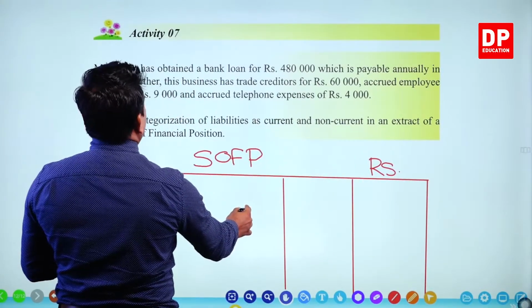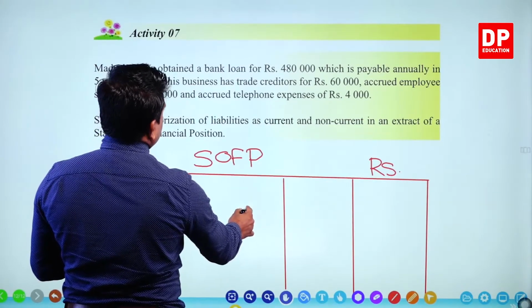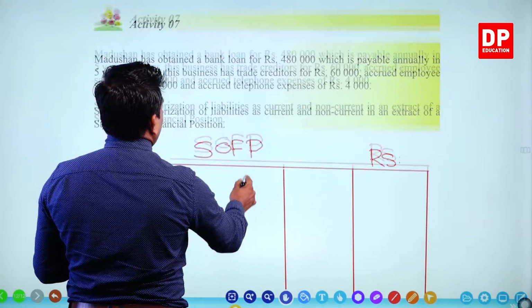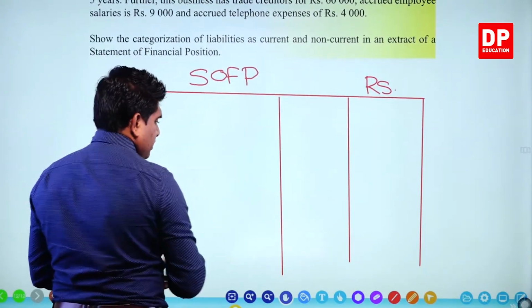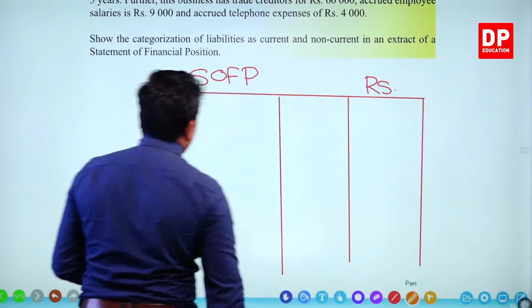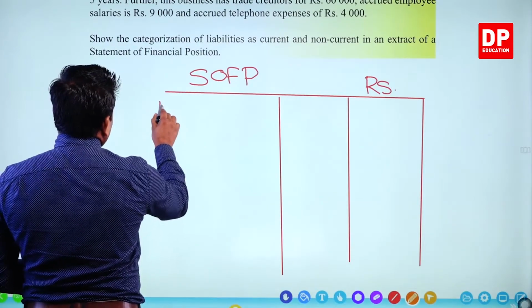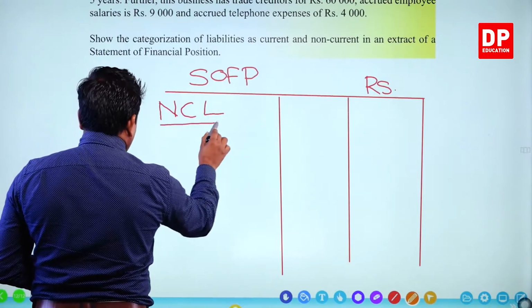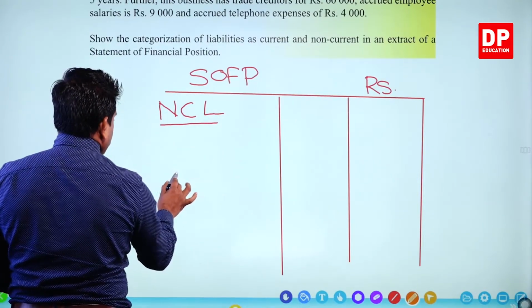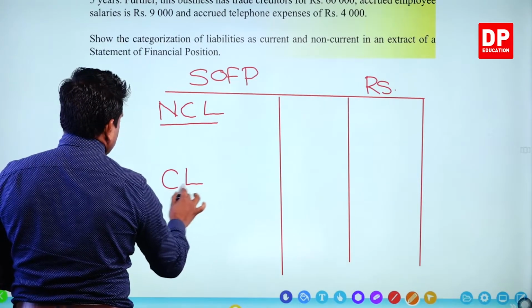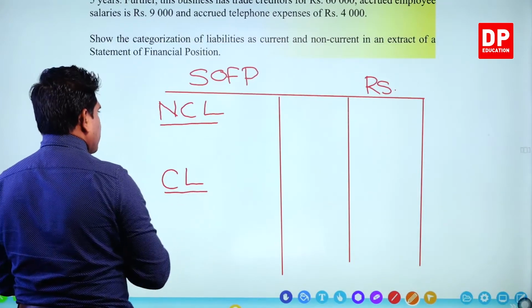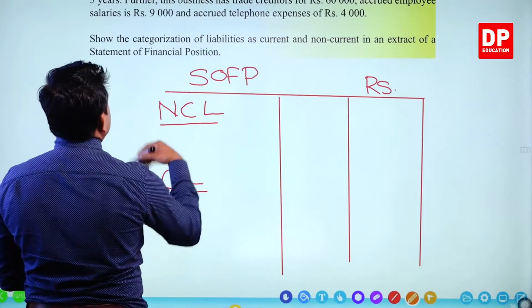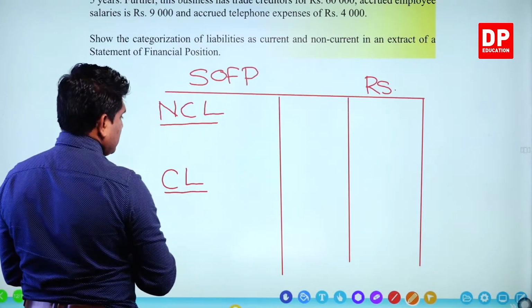Here they don't give us the date, so no need to mention the date, right? But you classify liabilities how? On the top we write non-current liabilities. After that we can write current liabilities. It is the procedure, right? How many non-current liabilities in this case, right?